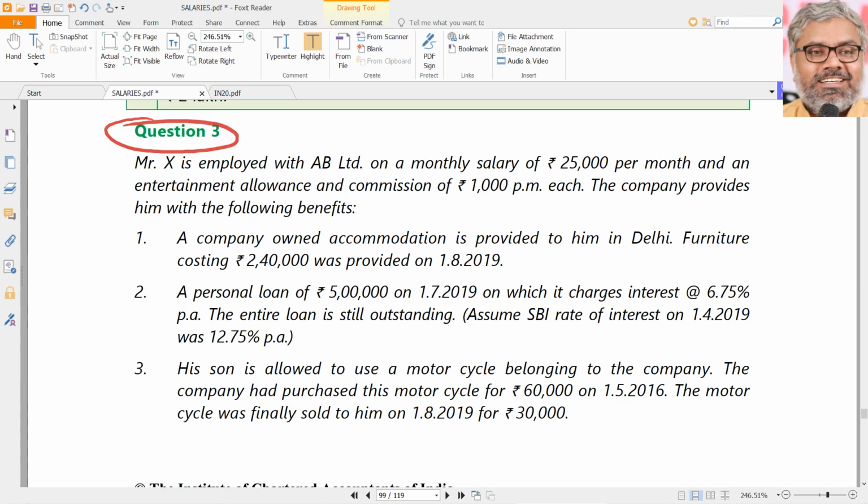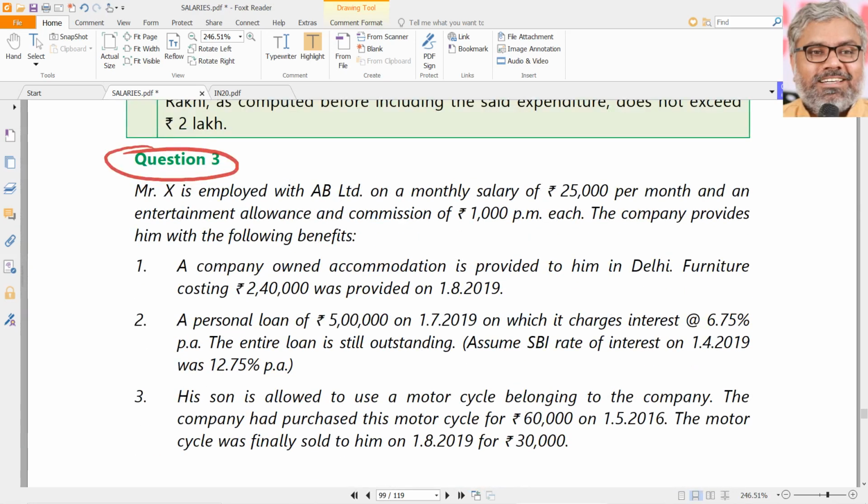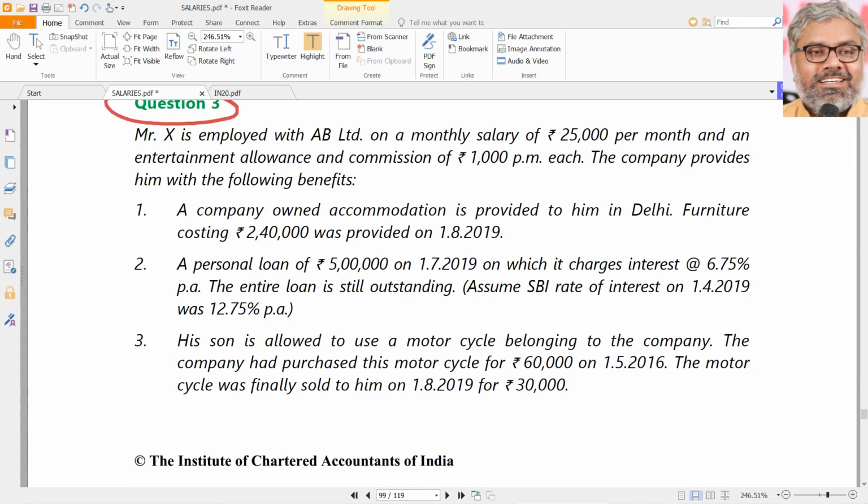Then question number 3. These types of questions are exactly what you can expect in the exam for smaller questions, 4 or 5 marks like that. So X is employed with AB Limited, monthly salary 25,000 per month, entertainment allowance and a commission of 1,000 per month each. People don't read this word and they will calculate wrongly, and then they say, "I am not getting marks." Each means entertainment allowance 1,000, commission 1,000.